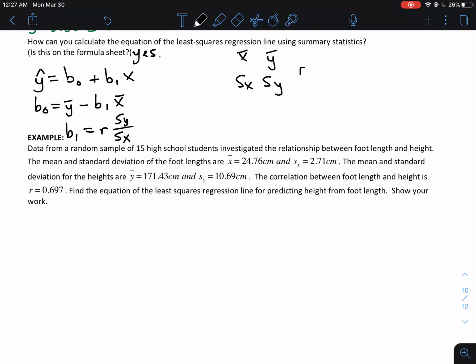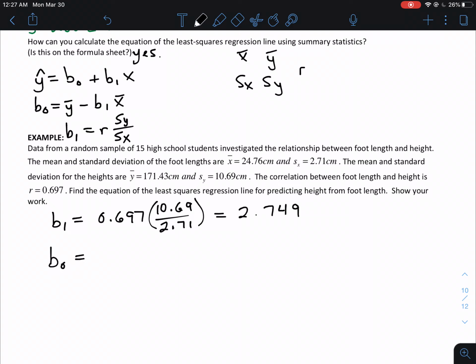Okay, so again, we're going to use these equations in reverse. So we're first going to find b1. We're going to find that by taking r, which is 0.697, multiplied by s of y, which was 10.69, divided by s of x, which was 2.71. So when we do that, type that into a calculator real quick here: 0.697 times 10.69 divided by 2.71 is going to be 2.749.